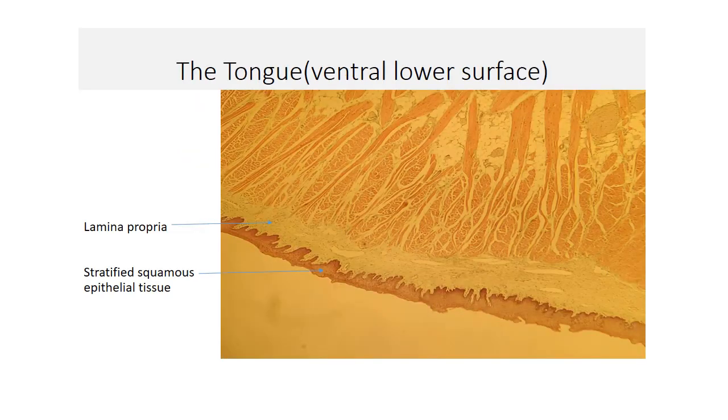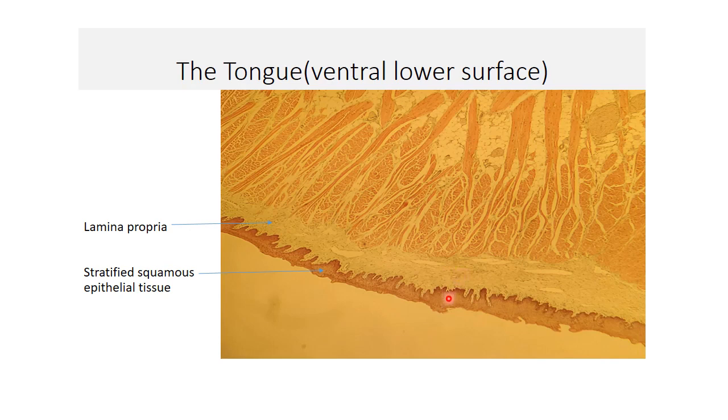Here, another longitudinal section of the tongue shows the ventral lower surface of the tongue. The ventral lower surface of the tongue is composed of mucosa of non-keratinized stratified squamous epithelium tissue. Here the epithelium, and here you can see the lamina propria. So the mucosa is composed of stratified epithelium and lamina propria of connective tissue.